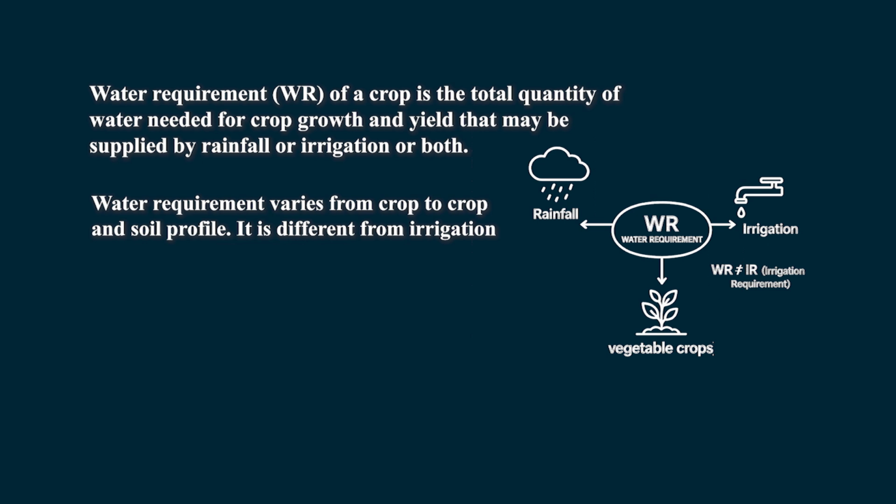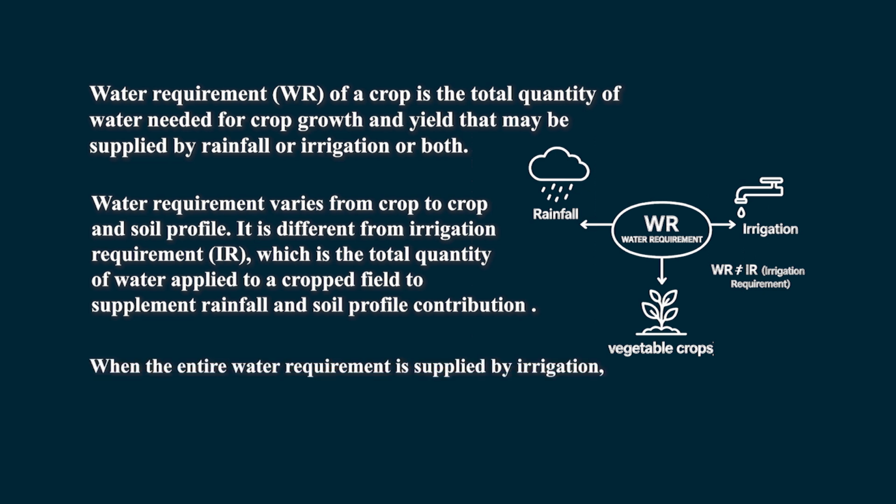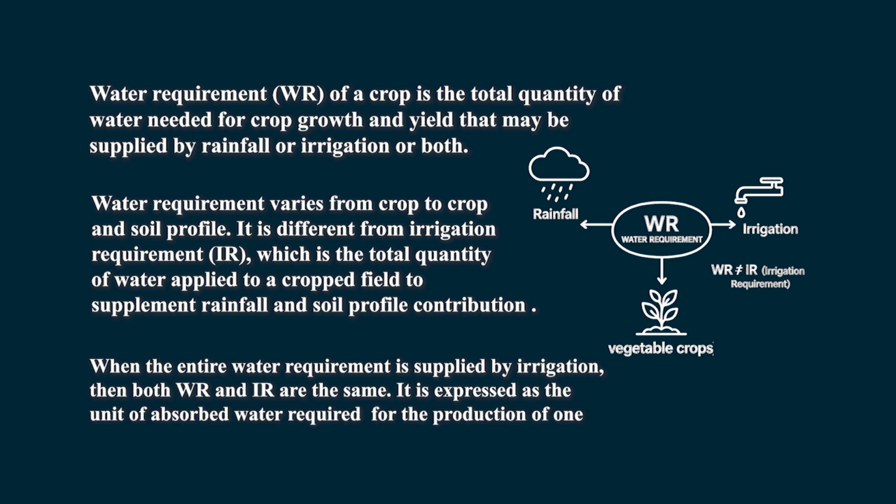It must be kept in mind that water requirement is different from irrigation requirement, IR, which is the total quantity of water applied to a crop field to supplement rainfall and soil profile contribution. When the entire water requirement is supplied by irrigation, then both WR and IR are the same. It is expressed as the unit of absorbed water required for the production of 1 unit of dry matter.